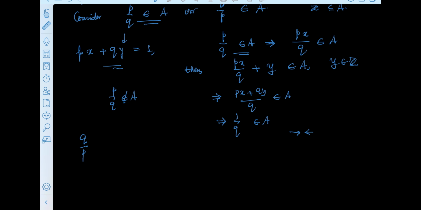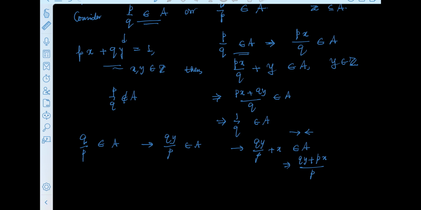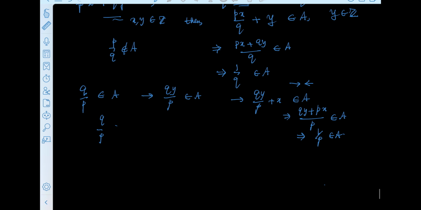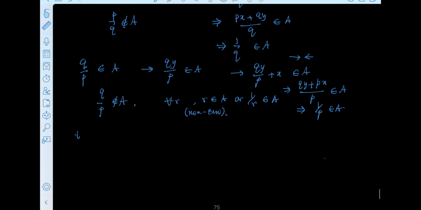And similarly, let q/p be inside A. That will imply qy/p is inside A, which will imply qy/p plus x is inside A, because x and y belong to Z. That will imply (qy plus px)/p is inside A, which means 1/p is inside A, but we assumed 1/p is not inside A. So that means q/p is not inside A. But that contradicts the fact that for every non-zero rational r, r belongs to A or 1/r belongs to A. So that means among 1/p and 1/q, one of them has to lie in A.